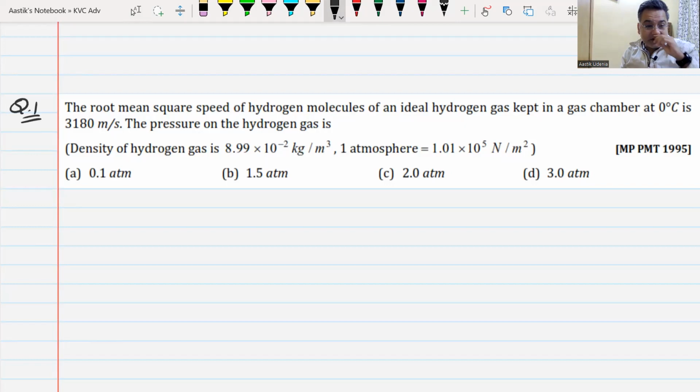The root mean square speed of a hydrogen molecule of an ideal hydrogen gas kept in a gas chamber at 0 degrees Celsius is 3180 meter per second. What is the pressure of hydrogen? Density is given and 1 atmospheric pressure, how much it is, that is also given. It's just a matter of calculation. I'll give you 1 minute. Let me know what is the answer.